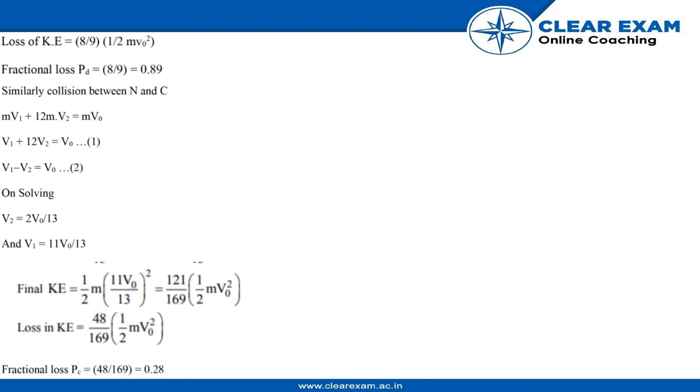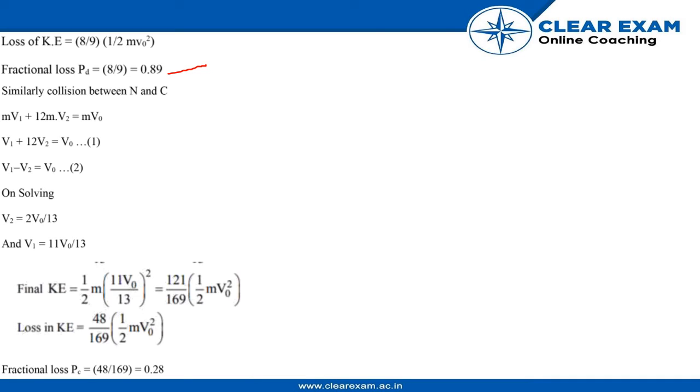Then we have to find the loss. The loss of the kinetic energy equals 8 by 9 times half mv0 square. The fractional loss will be PD equals 8 by 9, which is 0.89. Similarly, we have to find the collision between neutron and carbon atom.